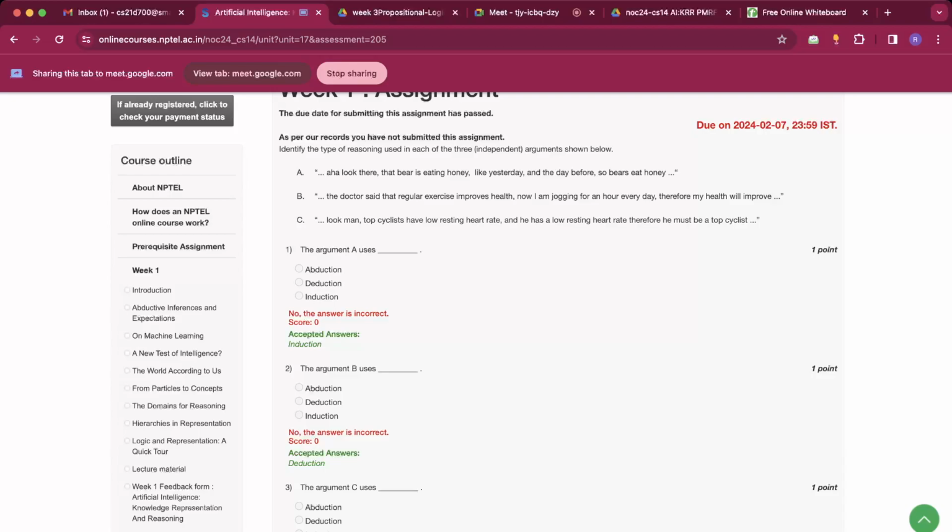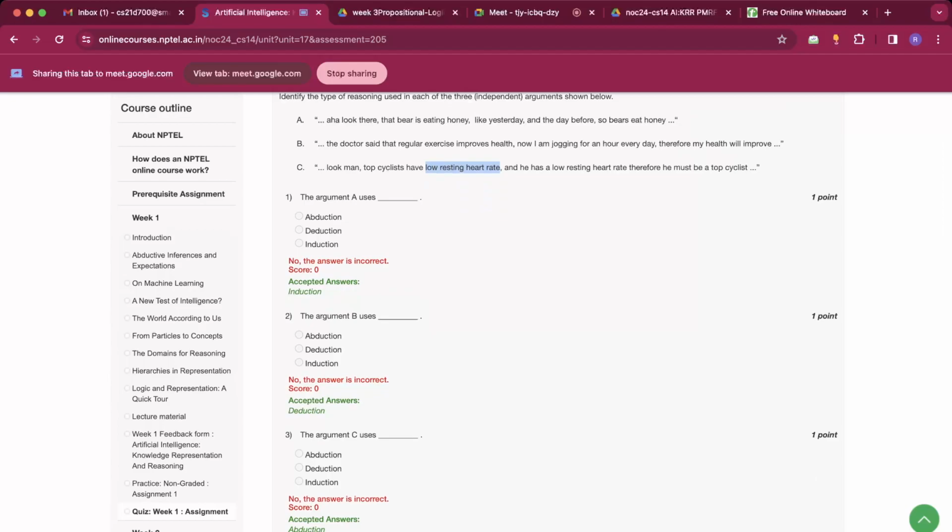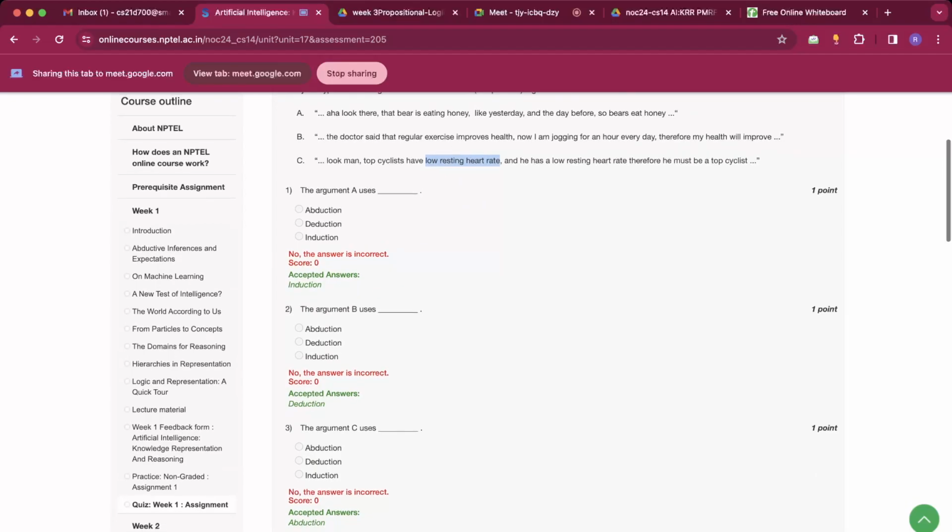So let's say we have low resting heart rate, this is one part, right? And we also have top cyclists have low resting heart rate?